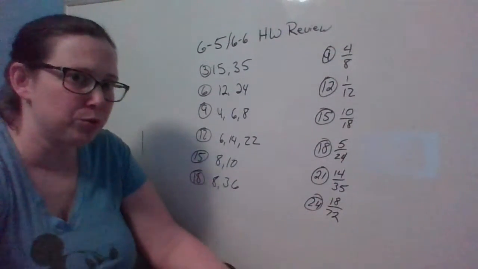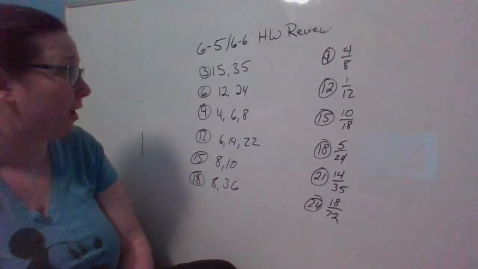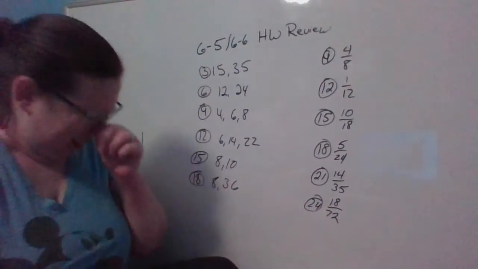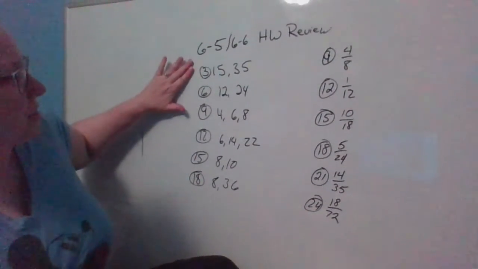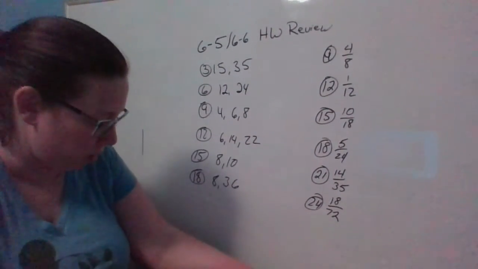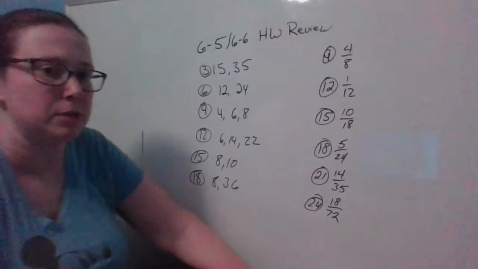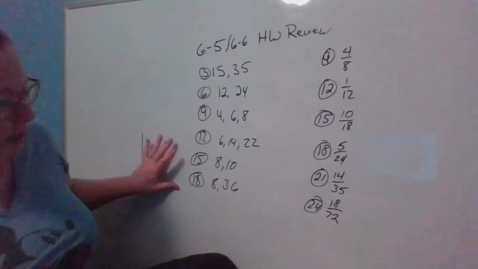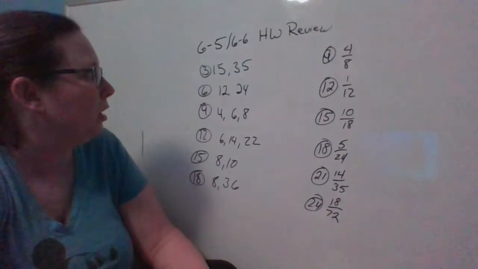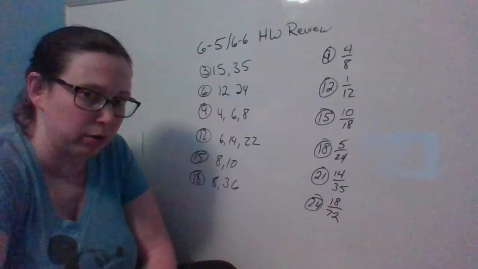Alright, so here is your 6-5 and 6-6 homework review. In 6-5, I asked you to do 3 to 18 by 3s, and here you were listing common factors. So in 3 through 12, you were listing all the common factors, and then 15 and 18, just the greatest common factor. In number 3, let's see, our common factors here, we're always going to have 1.